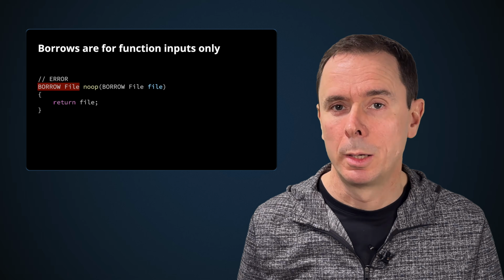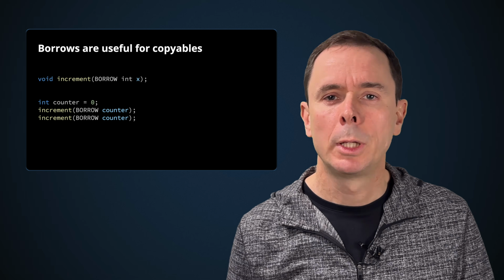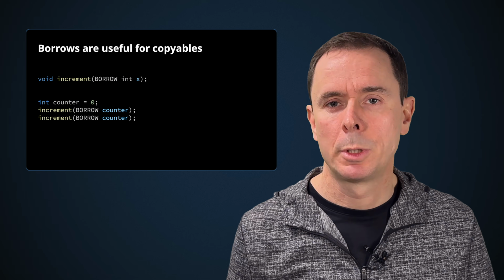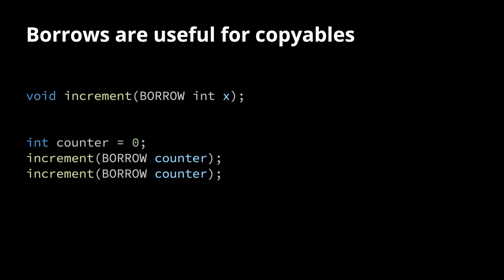Okay, a quick aside. We invented borrowing for move-only types, but it's useful for copyable types as well. Integers are copyable. Here's a function that takes a borrowed integer and increments it. After I've called increment twice, the counter's value will be 2. So at this point you are no doubt thinking, yes, we've just reinvented pass by reference.